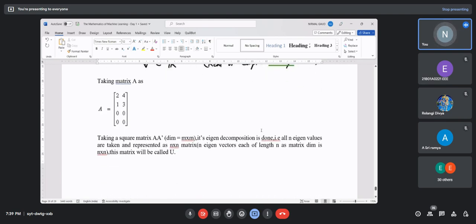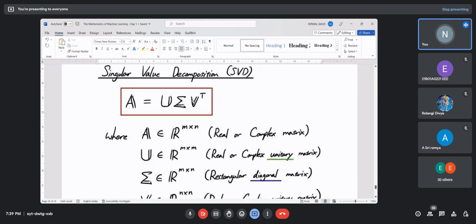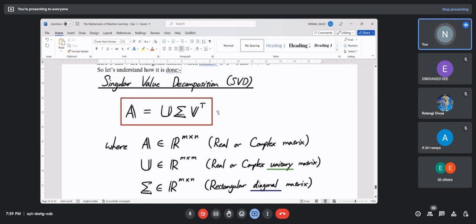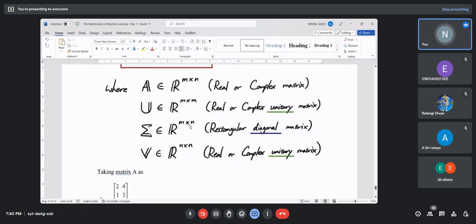So take an example. You need to remember this equation, A equal to U sigma V transpose, where U and V are square matrices and sigma is a rectangular diagonal matrix. What I need to do is decompose this A into this format. This is what singular value decomposition is. I need to perform this task.